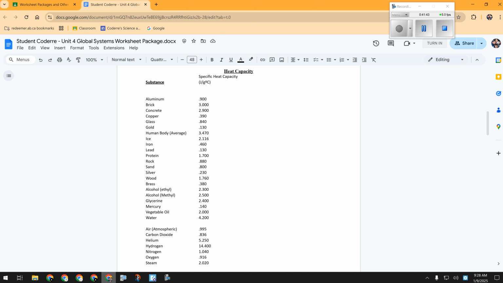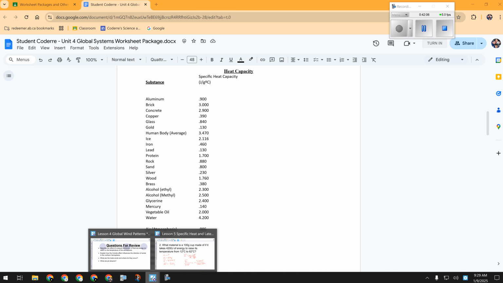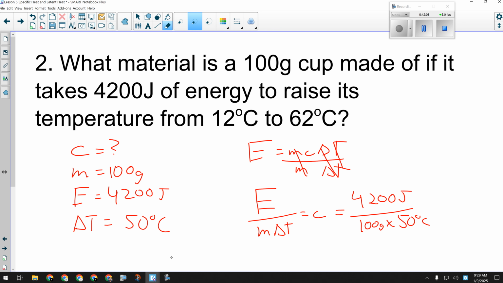Water has a specific heat capacity of 4.2 joules per gram degree Celsius. It takes less than a joule to change the temperature of glass by 1 degree Celsius. That's why when you put cold water in a glass, you start to see condensation on the outside of the glass. The water's not changing temperature very much, but boy is the glass ever. Questions on number 2?